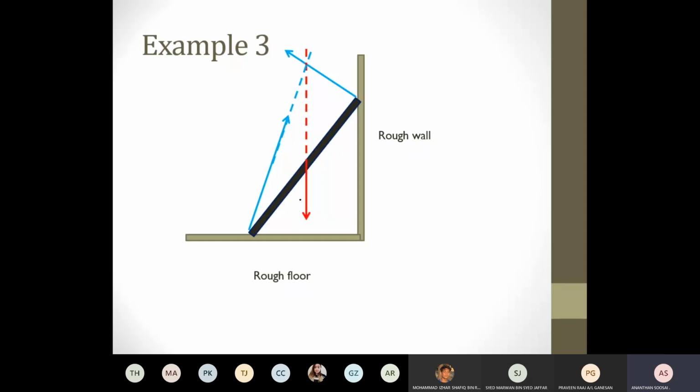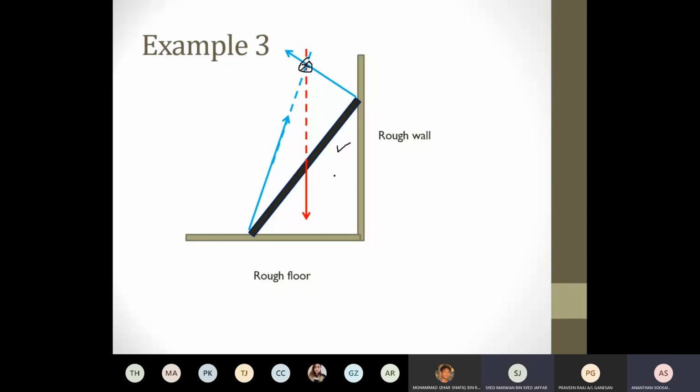So weight acting down. If this is in equilibrium, if you prolong the line of action of the forces, the 3 forces must coincide at one point. It should coincide in one point. If it coincides in one point, we say this ladder is in equilibrium. So this is how you find out. So the simplification, the two forces can be merged to become one.